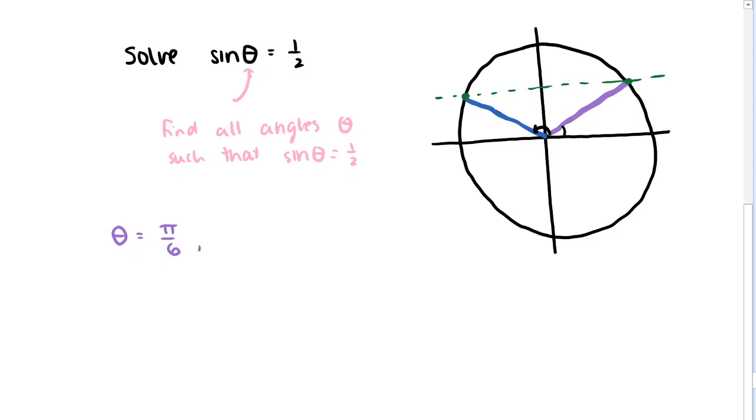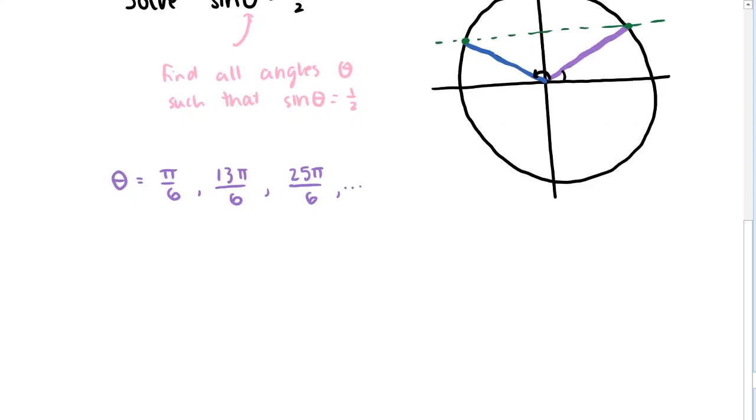And if I added on another 2 pi to this, I would get 13 pi over 6. And this would also work, right? 13 pi over 6 corresponds to a coterminal angle to pi over 6 and would give us the same sine value of 1/2. Similarly, if I added on another 2 pi, well, 2 pi is the same as 12 pi over 6. So if I added on another 12 pi over 6, I would get 25 pi over 6. And so on and so on and so on. There'd be infinitely many solutions corresponding to all angles coterminal with that purple angle here.